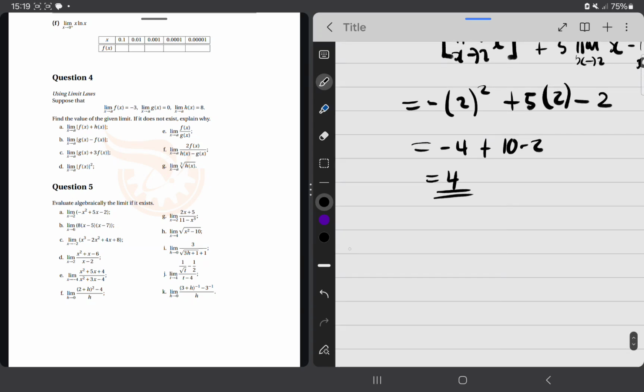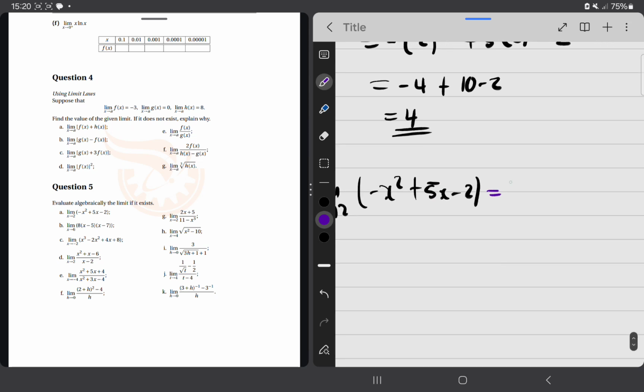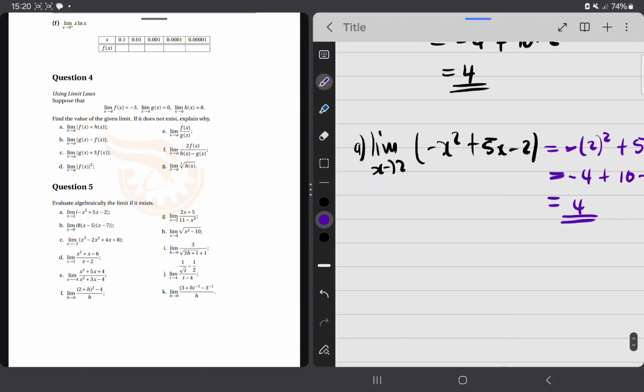If you want to do it the shorter way, part A is the limit as x approaches 2 of negative x squared plus 5x minus 2. Since it's just substitution, we substitute what we are approaching. We are approaching 2, so it is negative of 2 squared plus 5 times 2, then minus 2. The constant comes back. So negative 2 squared is 4, plus 5 times 2 is 10, then minus 2, and again we get a positive 4. This is the solution for the first one.